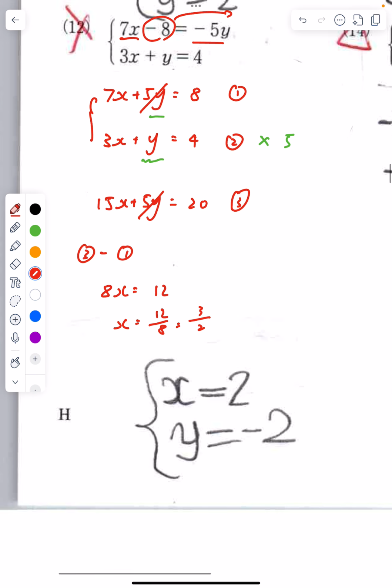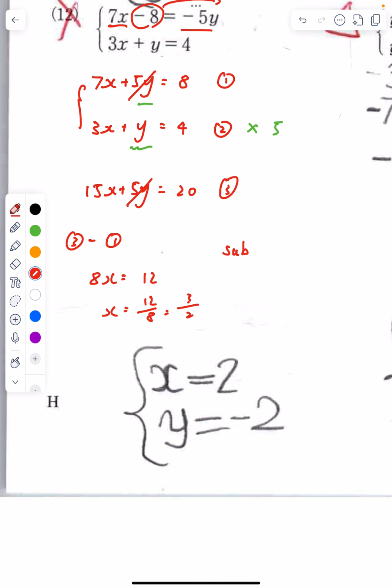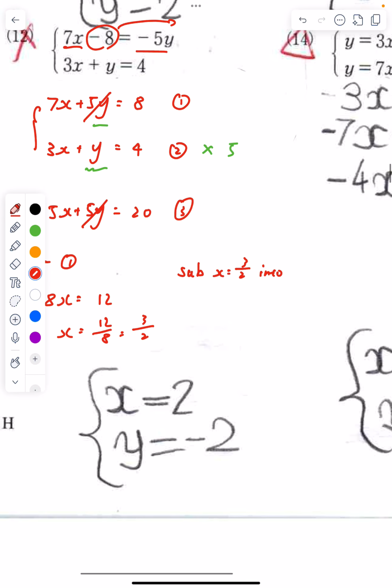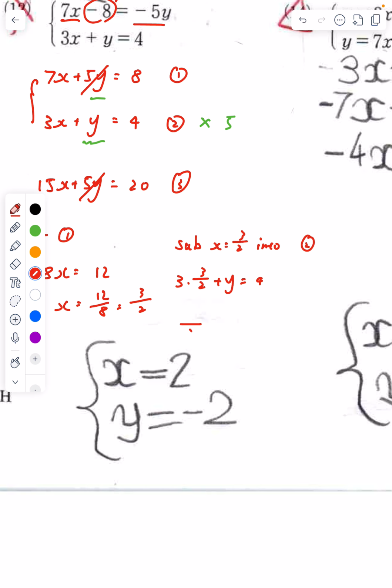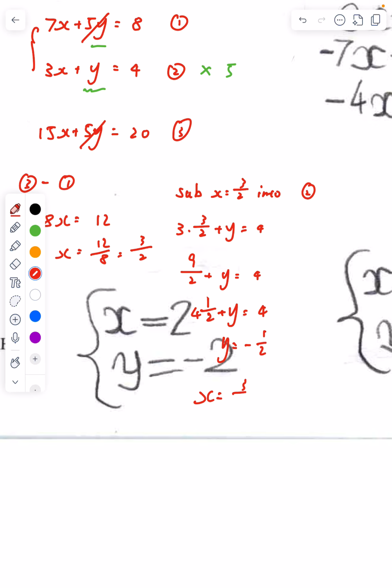First way is that we can substitute x equal to 3 over 2 into equation number 2. The reason why it's much easier, right? So we have 3 times 3 over 2 plus y equal to 4. And we just have to do a little bit more calculation over here. 9 over 2 plus y equal to 4. And this one will be 1 over 2 plus y equal to 4. It's pretty easy to get y is equal to negative 1 over 2. So x equal to 3 over 2 and y equal to negative 1 over 2 is my answer for question number 12.